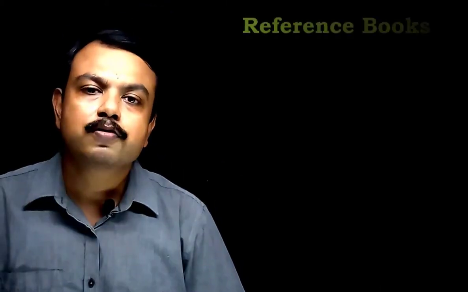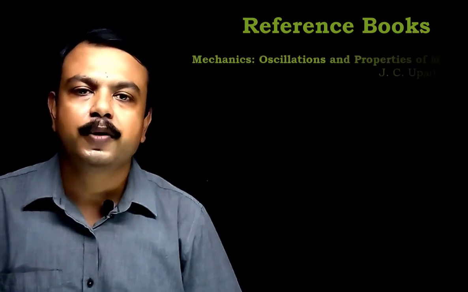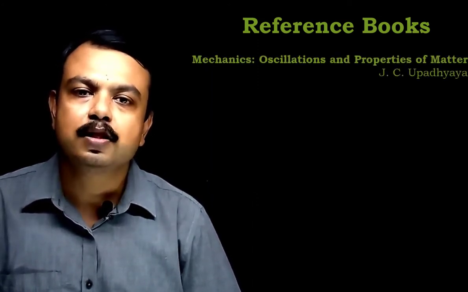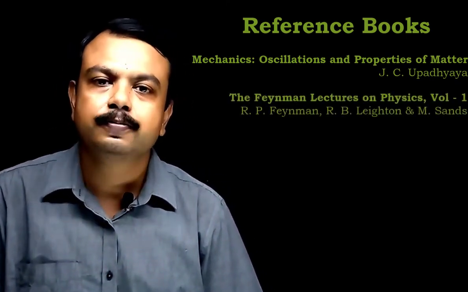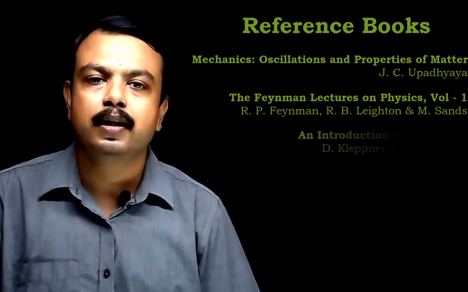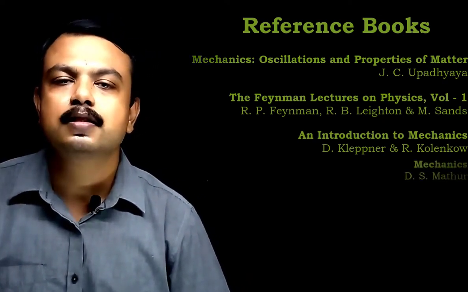Now coming to the prerequisite of this course, one should have basic understanding of mathematics, including trigonometry, coordinate geometry, and elementary calculus. Knowledge about vector algebra is a plus. The books one can follow along with this course are Mechanics, Oscillations and Properties of Matter, written by J.C. Upadhyay, Feynman's Lectures on Physics, Volume 1, Introduction to Mechanics by Kleppner and Kolenkow, and finally Mechanics by D.S. Mathur.